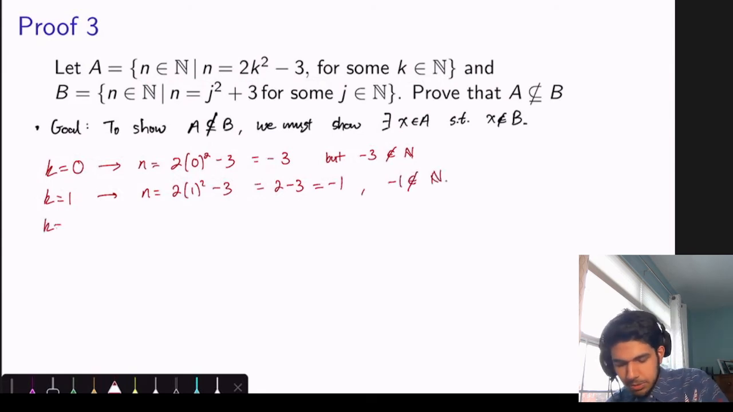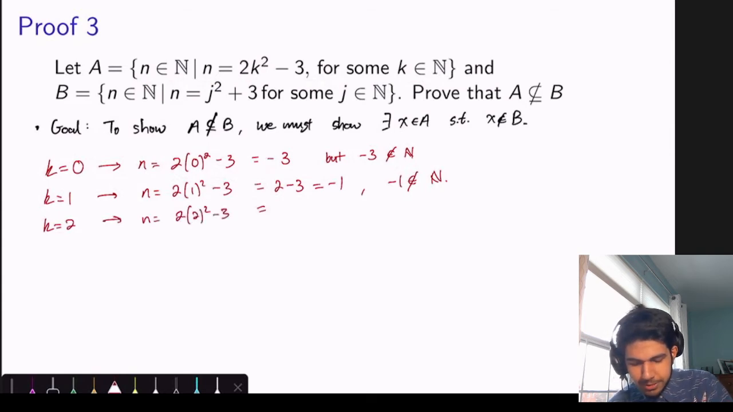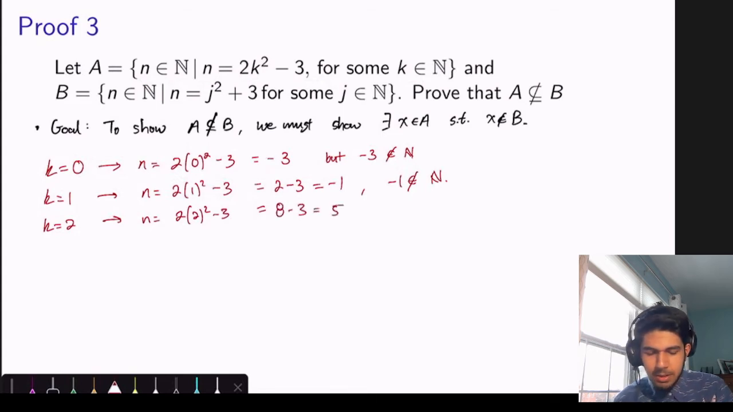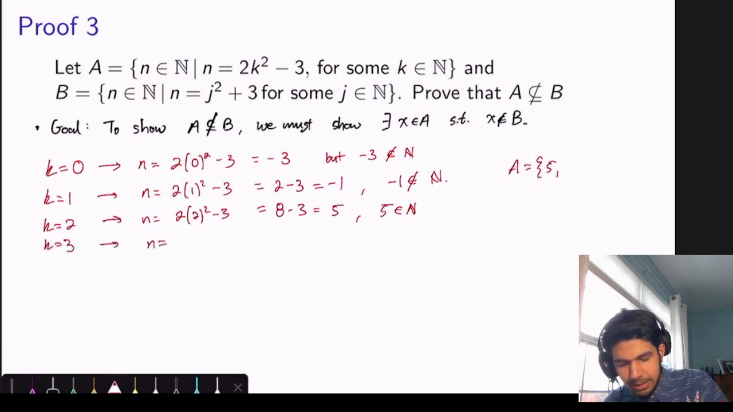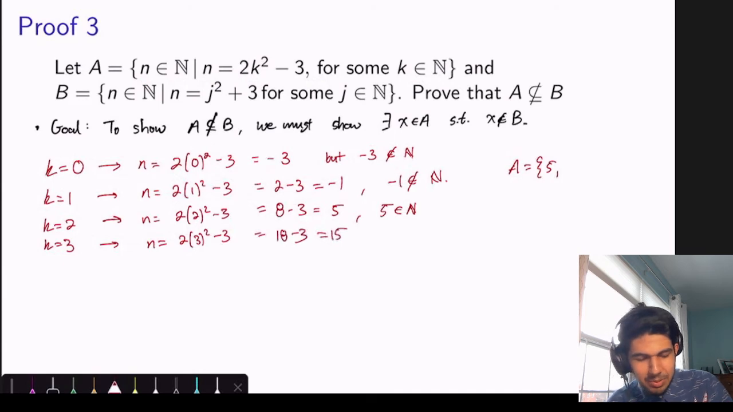All right, let's try k equal 2. N equals 2 times 2 squared minus 3. That's equal to what? 4, 8 minus 3 equals 5. Okay, and 5 is in the natural numbers, so that's good. So A is going to contain 5, and then let's do another one, k equals 3, n equals 2 times 3 squared minus 3, that's equal to 18 minus 3 equals 15, so we add 15 to the set, and that goes onwards.